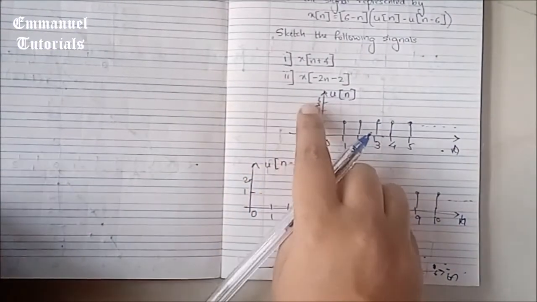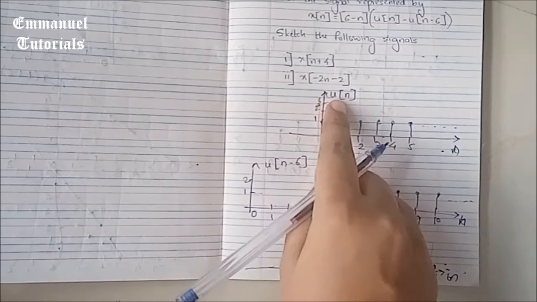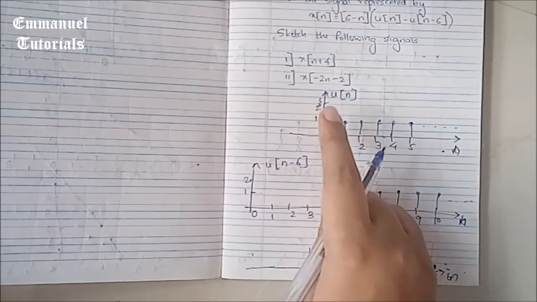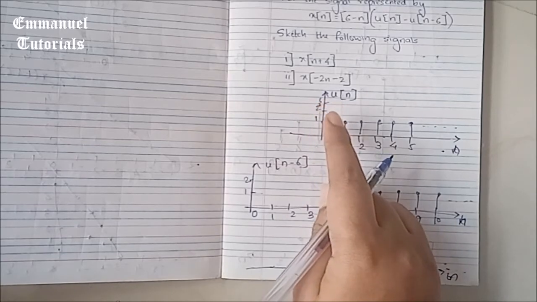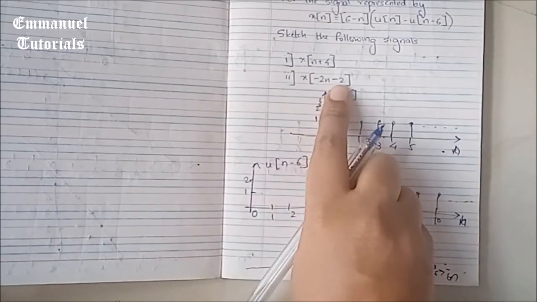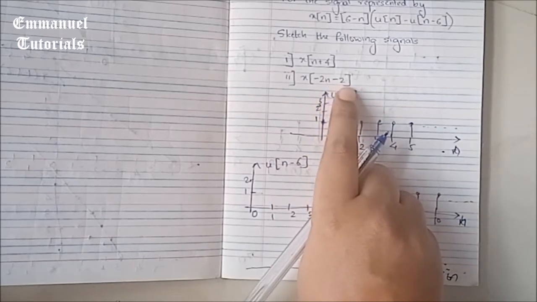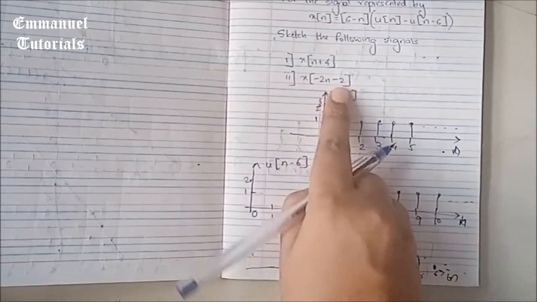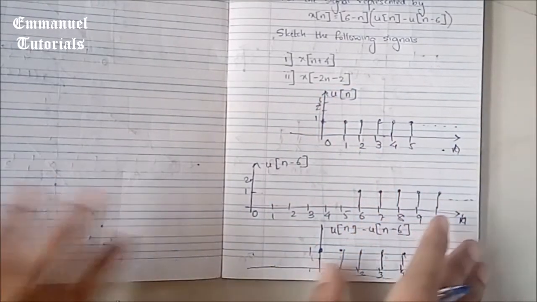Here it has multiple operations. So again we use the precedence rule. First we'll do time shifting, then time scaling, and then time reversal. The shifting is by minus 2. So this is a delay. Delay means you move the signal to the right, and by how much? By 2. Let's do that.